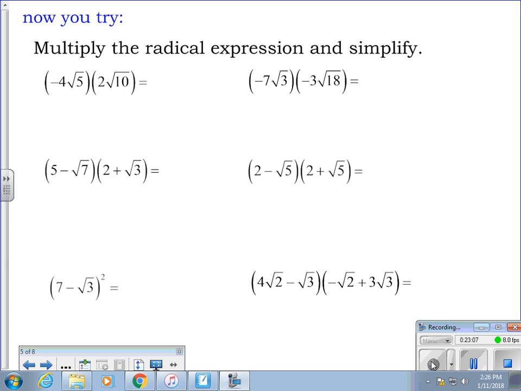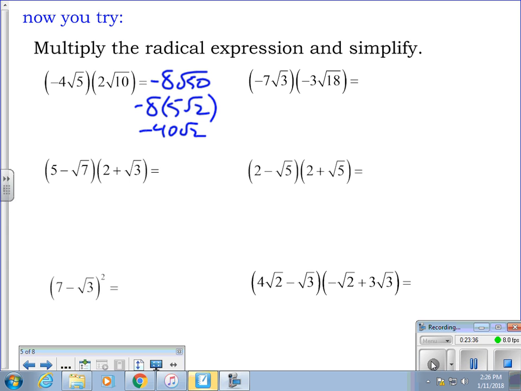Okay, so easy peasy. First one, -8 root 50. Can I simplify the square root of 50? 25 times 2. 50 is 25 times 2. So the square root of 50 is 5 root 2, so that's -40 root 2.